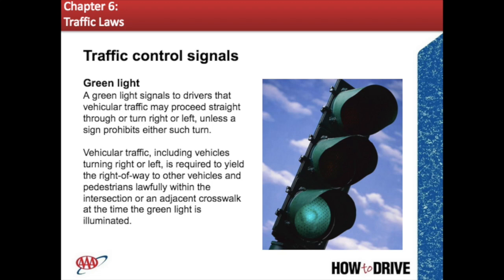Traffic control signals. We'll start with the green light. A green light signals to drivers that vehicular traffic may proceed straight through or turn right or left unless a sign prohibits either such turn. Vehicular traffic, including vehicles turning right or left, is required to yield the right-of-way to other vehicles and pedestrians lawfully within the intersection or an adjacent crosswalk at the time the green light is illuminated.